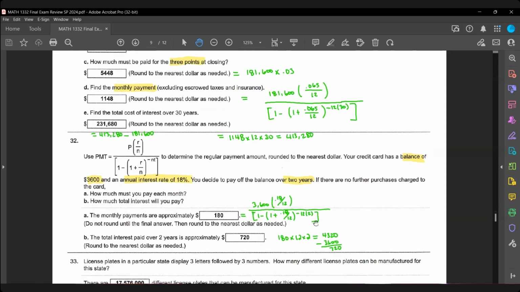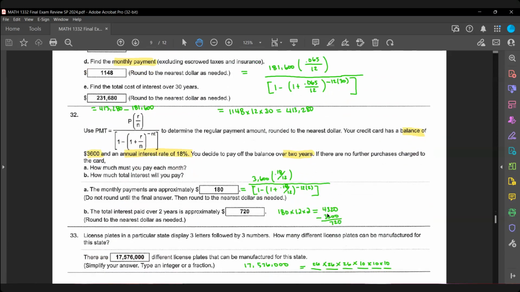Okay. Once again, it wants to find out the total interest paid over the 2 years. You're making $180 every month for 2 years. That total is 4,320, minus whatever we had at the beginning, the balance. And so the difference between these two numbers is 720.